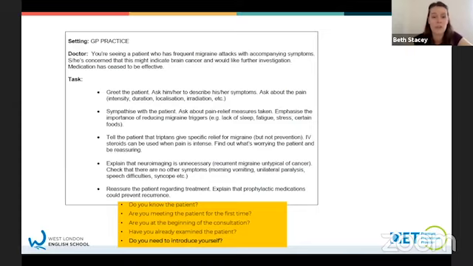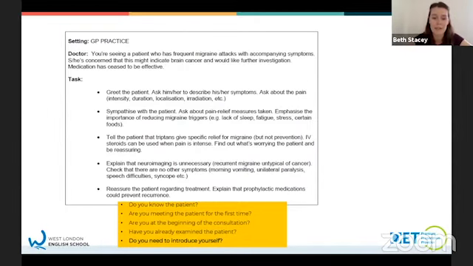Okay, so do you know the patient? Well, you are the doctor in a GP practice, and as it says you're seeing a patient who has frequent migraine attacks, the chances are that you do know the patient. So are you meeting the patient for the first time? Probably not, but it doesn't matter too much if you act as though you haven't met them before.